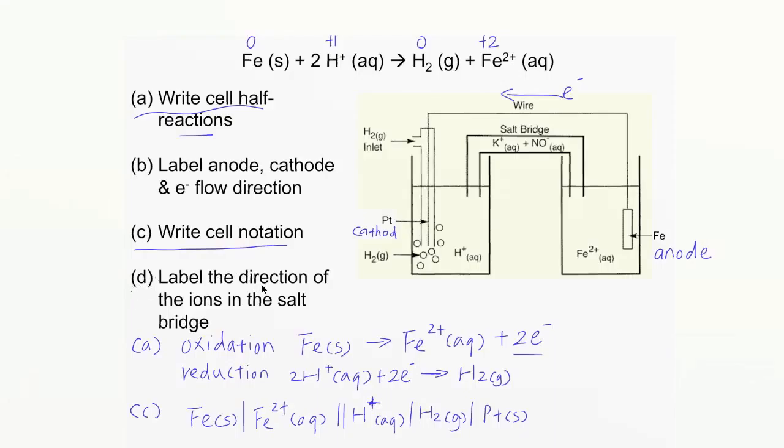The last question, label the direction of the ions in the salt bridge. Again, because electrons are going this way, anti-clockwise, right? So the negatively charged ion, NO3 minus, has to go to this side to finish this loop in the anti-clockwise direction. Of course, the potassium cation will move to this side to balance the charge in this cell with the cathode.